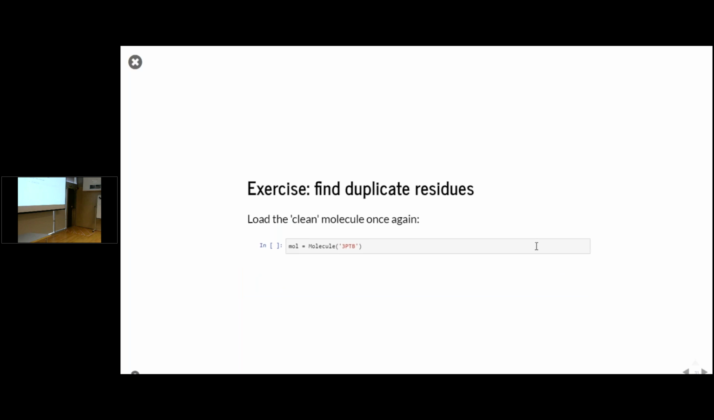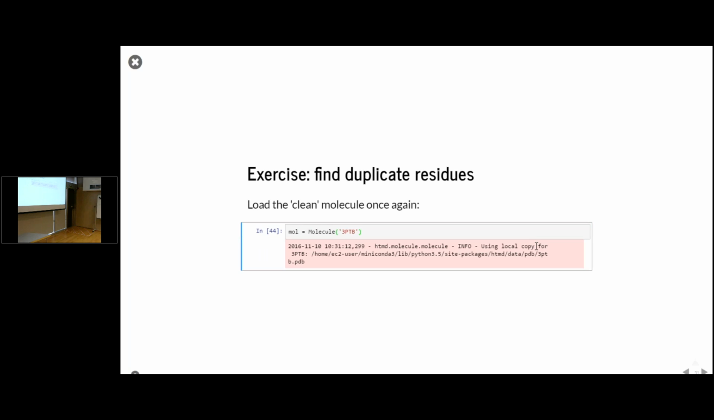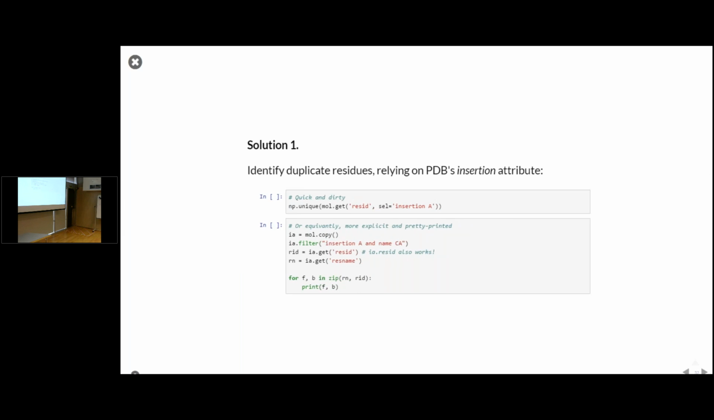So another exercise that you can have is to find duplicate residues. Again, let's load a clean molecule and try to find the duplicate residues. We have a few minutes, so we're going to go through this quickly. We can identify duplicate residues by a PDB field which is called insertion, but sometimes this field is not defined. But this is a way of doing it.